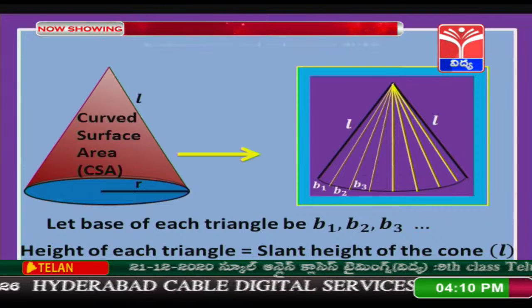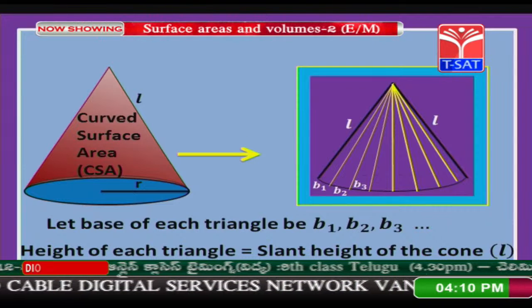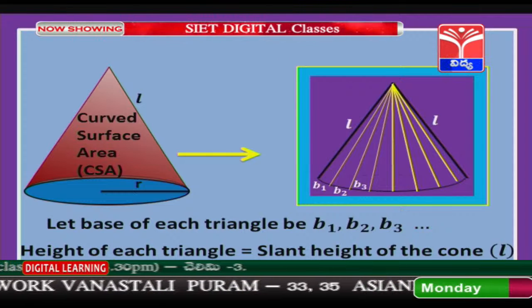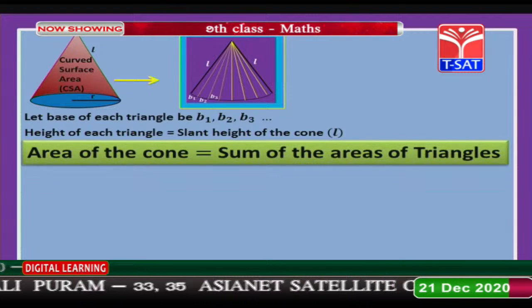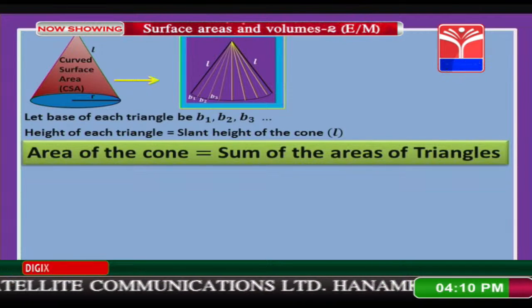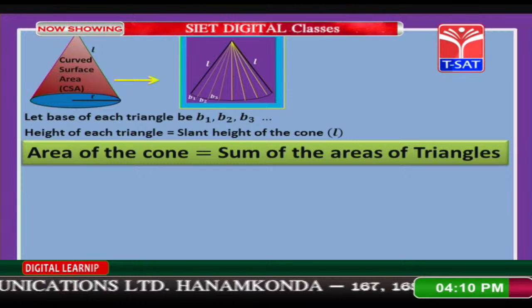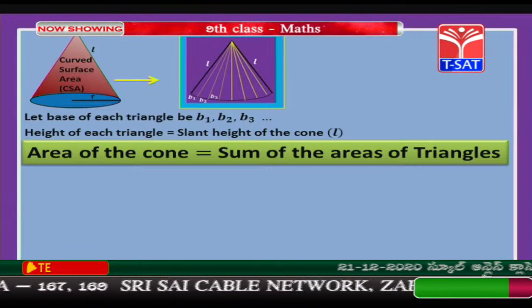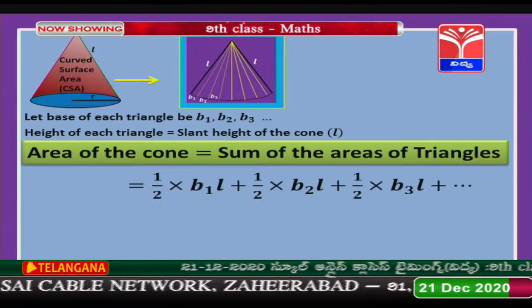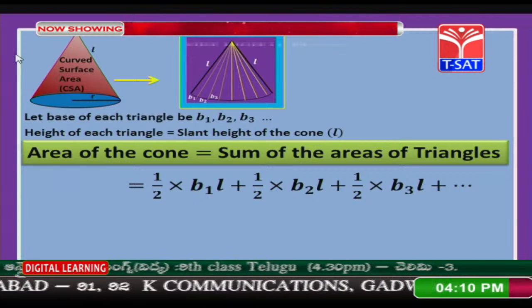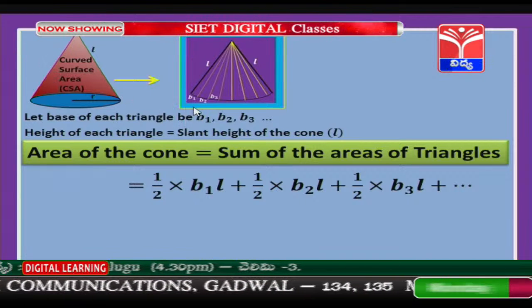If you notice from the figure, the height of the triangle is nothing but the slant height of the cone, which we denote by L. Now, the area of the cone is nothing but the sum of all the areas of the triangles. That means, if I add all the triangles into which I am dividing, the area you get is nothing but the curved surface area of the cone. We know that the area of a triangle is half into base into height. So, for the first one, what is the base, children? Yes, it is B1.